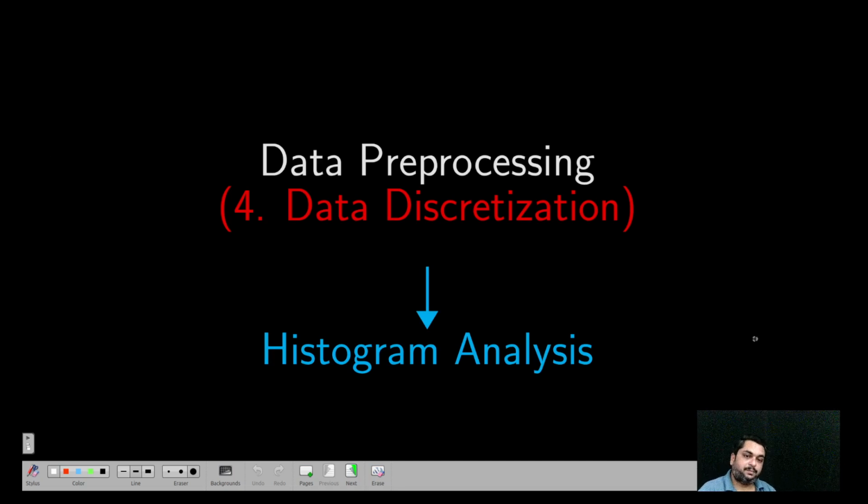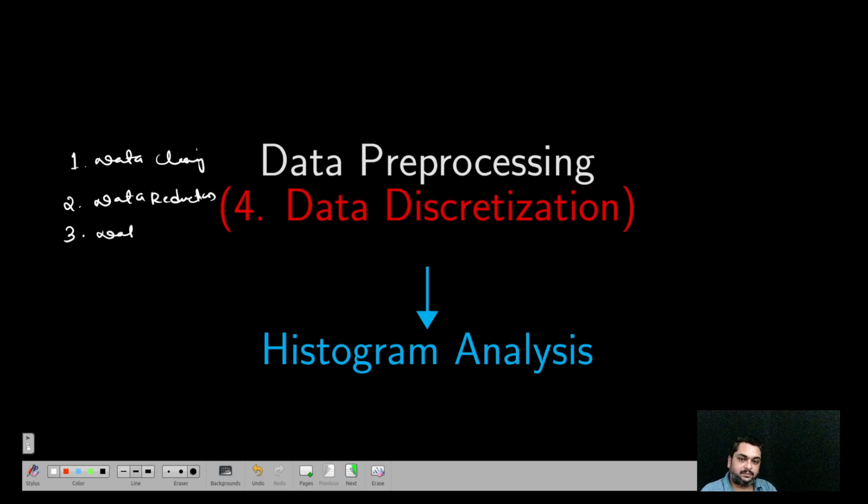Welcome. We are in the process of understanding data preprocessing. There are different steps. So far, we have learned the first step, data cleaning, as part of data preprocessing. Then we learned about data reduction. Here we saw three different techniques: dimensionality reduction, numerosity reduction, and then data compression.